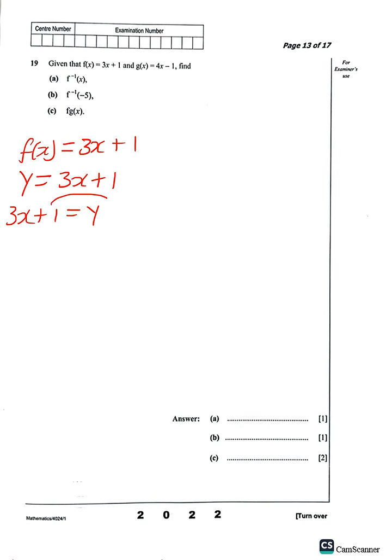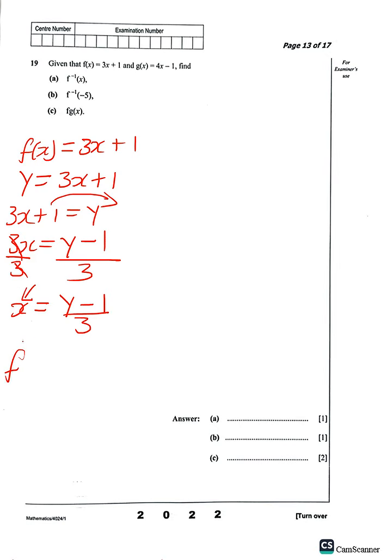So then we will shift 1 to the other side, giving us 3x is equal to y minus 1. So we divide by 3, even here by 3. So x is equal to y minus 1 over 3. Since we are done making x the subject of formula, where there is x we substitute with f inverse of x is equal to, we replace y with x minus 1 over 3.